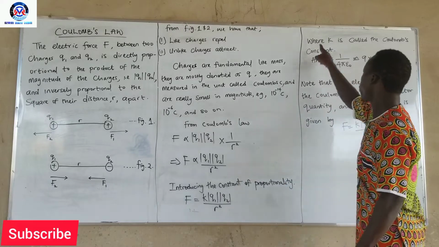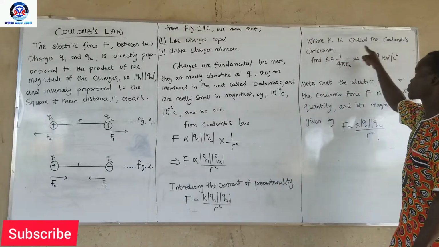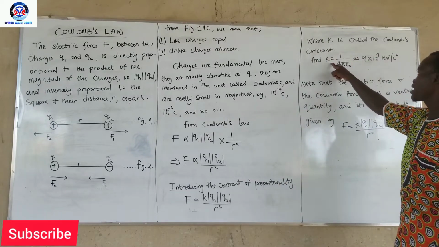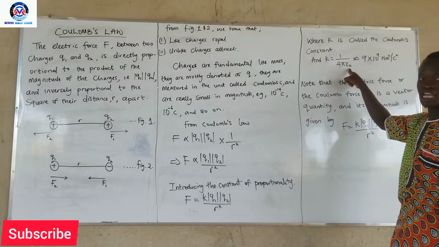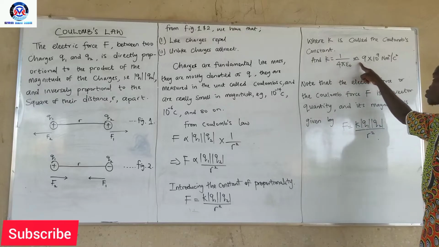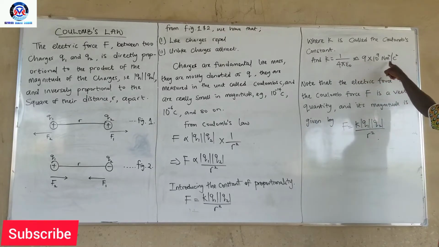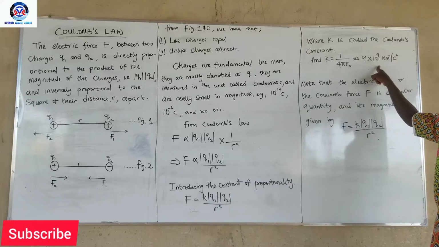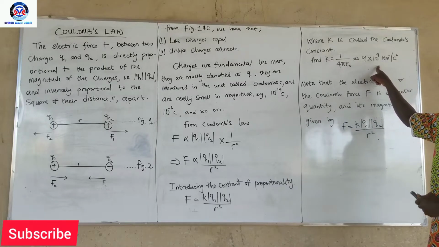Where k is called the Coulomb's constant, and k is equal to 1 over 4 pi epsilon naught. And 1 over 4 pi epsilon naught is approximately equal to 9 times 10 raised to the power 9 newton meter squared per coulomb squared. Please take note of this constant because you have to know it offhand.